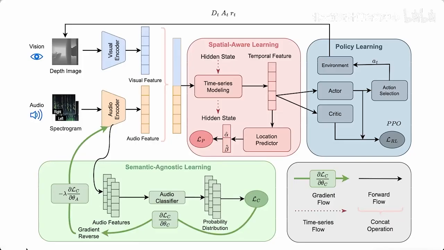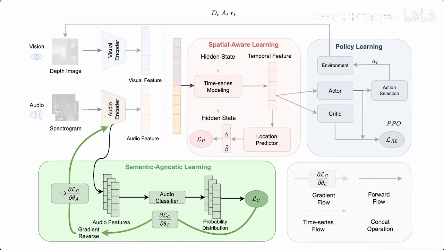To tackle the generalization problem and improve sample efficiency, we design two auxiliary tasks. The green branch in the figure is semantic agnostic learning. In this task, we design an audio classifier to distinguish the audio features generated by an audio encoder. We add a gradient reversal layer between the audio encoder and the audio classifier to maintain an adversarial relationship. If the accuracy of the audio classifier is low, we argue that the audio encoder is semantic agnostic.